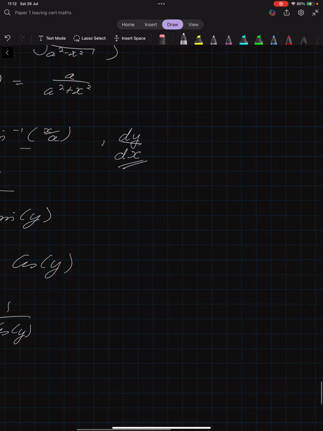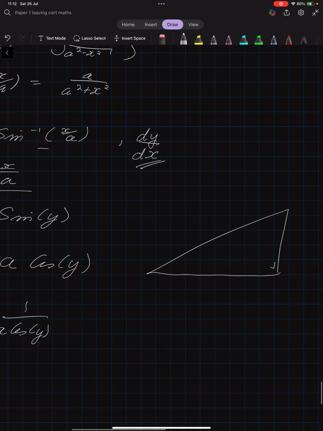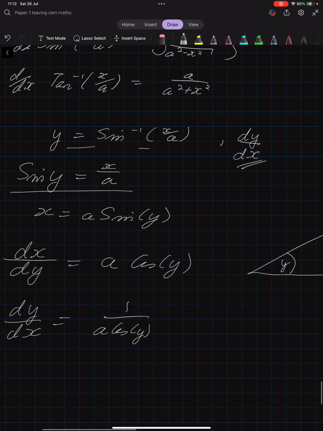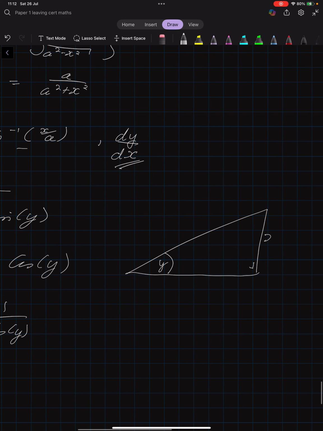If I draw out a right angle triangle, it's saying the sine of y. So say this is the angle y. The sine of y is the opposite over the hypotenuse, so it's x over a. Using Pythagoras, you can show that this is equal to the square root of a squared minus x squared.